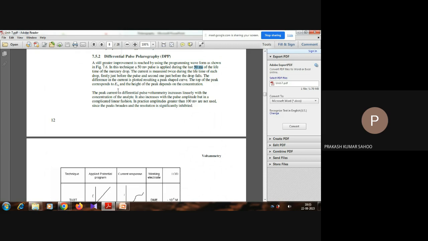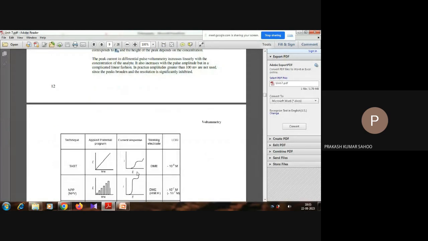The top of the peak corresponds to the E half wave potential, and the height of the peak will be the concentration. So this is the half wave potential, and the height will be the concentration. This will be the total concentration. The peak current in differential pulse polarography increases linearly with the concentration of the analyte. So this is very common: when the concentration is more, the differential current will be more, because ID is proportional to the concentration of A, or it is equal to K into Ca.